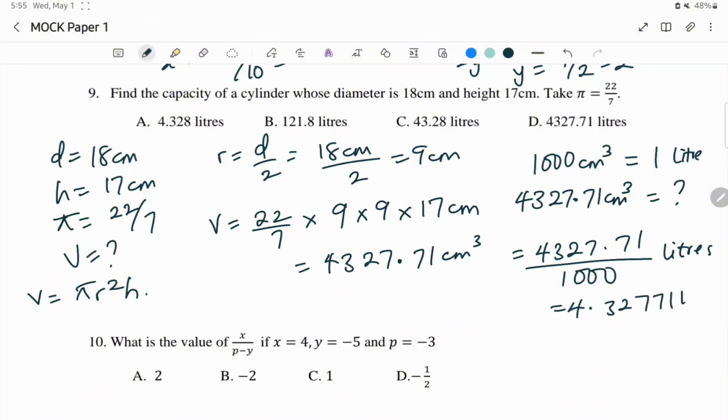4.32771 liters. From my options, the approximate answer is A, because we are given our answers in different decimal places, but you can see that it is only option A that is approximate to our answer. So if we choose to approximate to 3 decimal places, we have 4.328 liters. Option A.